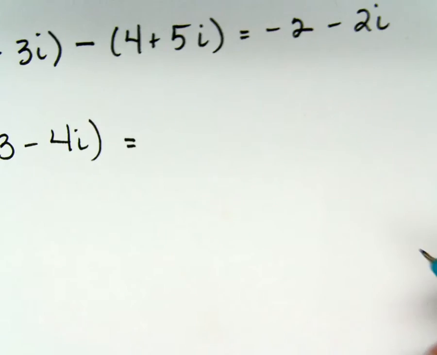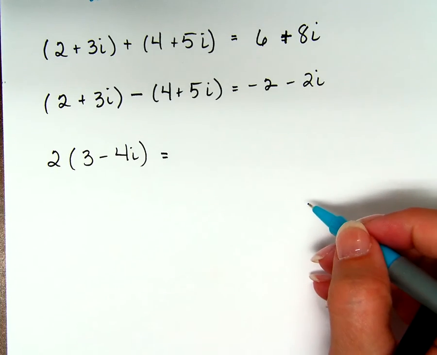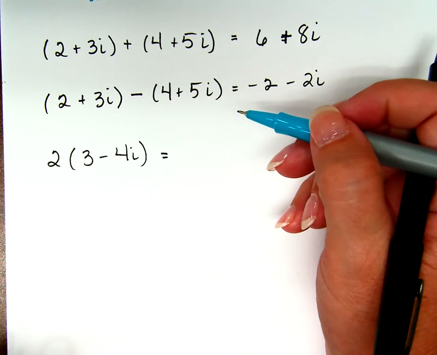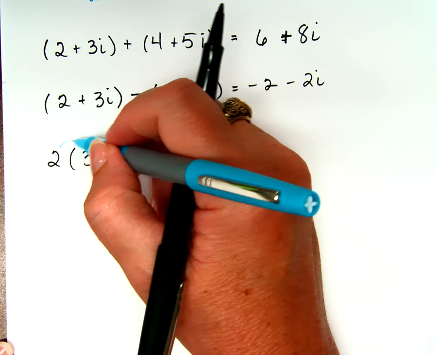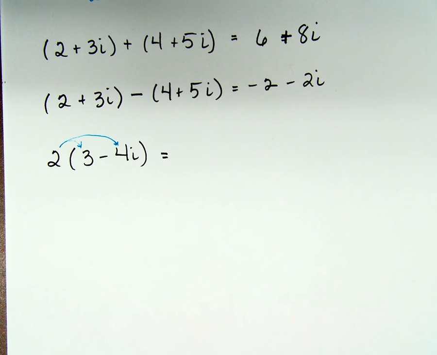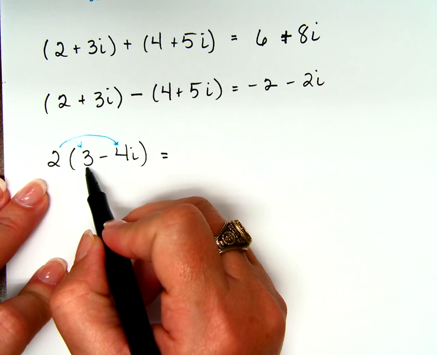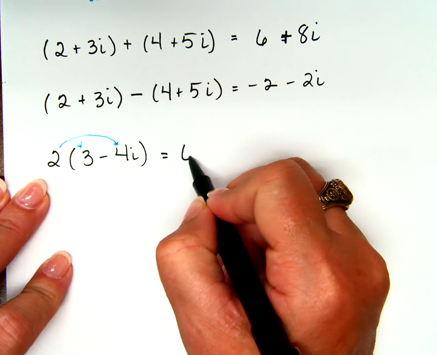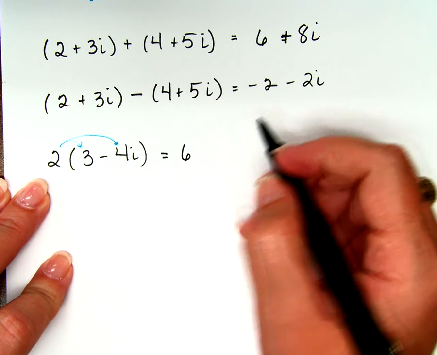Oh, sorry, zoom out. Yes, thank you. Sorry. So how do I do this? Can you multiply real and imaginary? Yes, you just can't add or subtract them, right? Okay. So 2 times 3 and 2 times negative 4i.